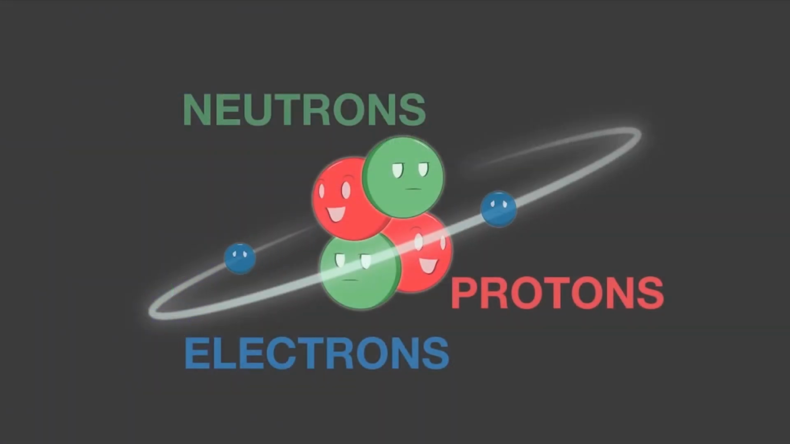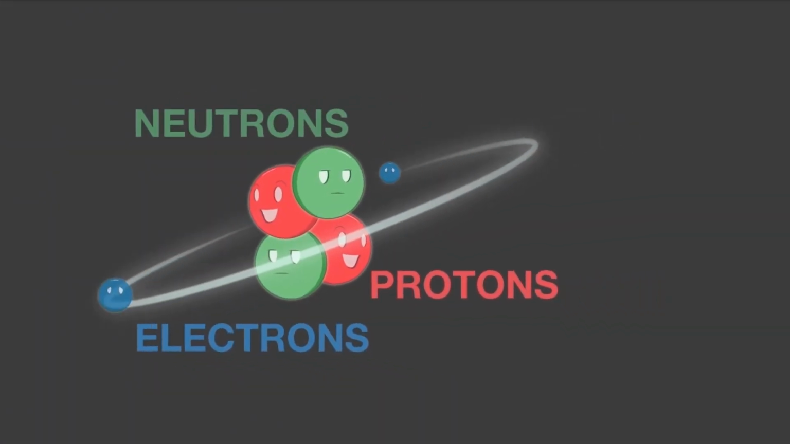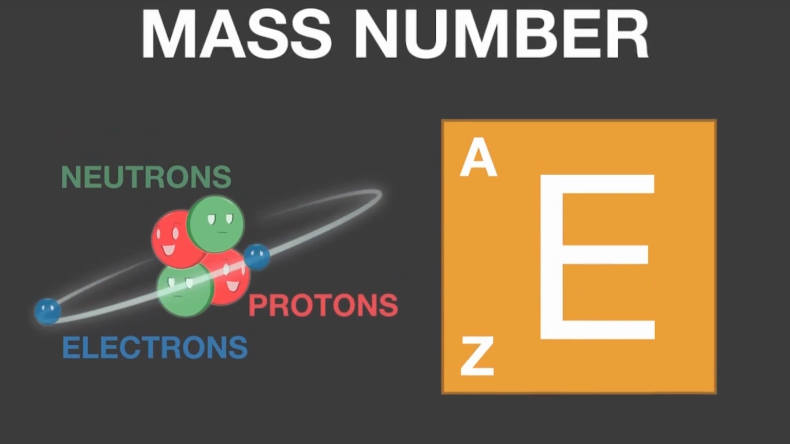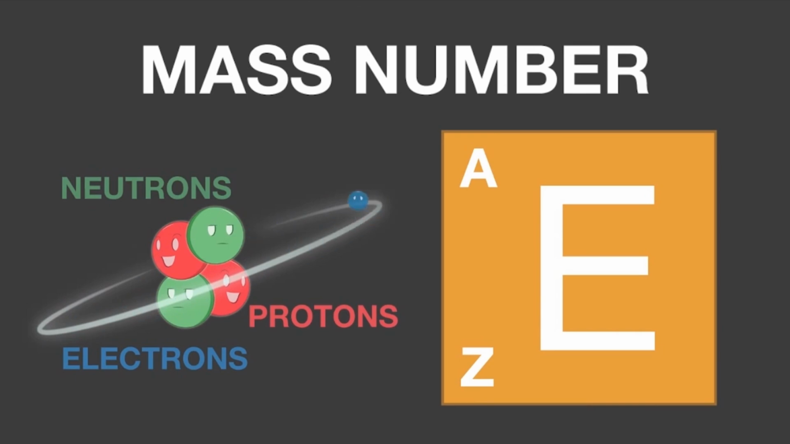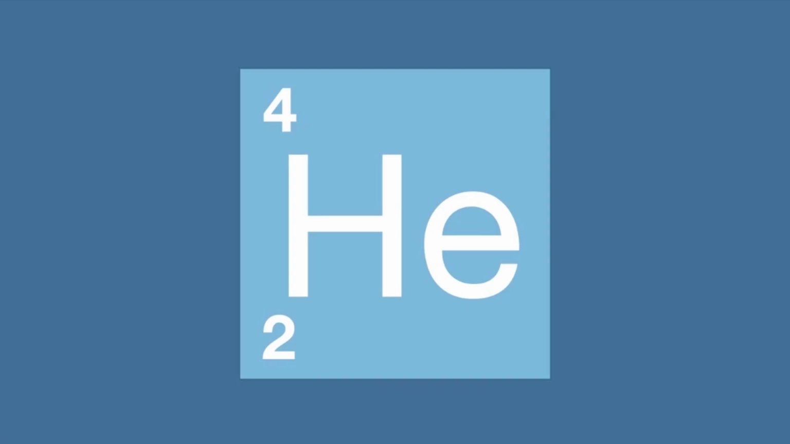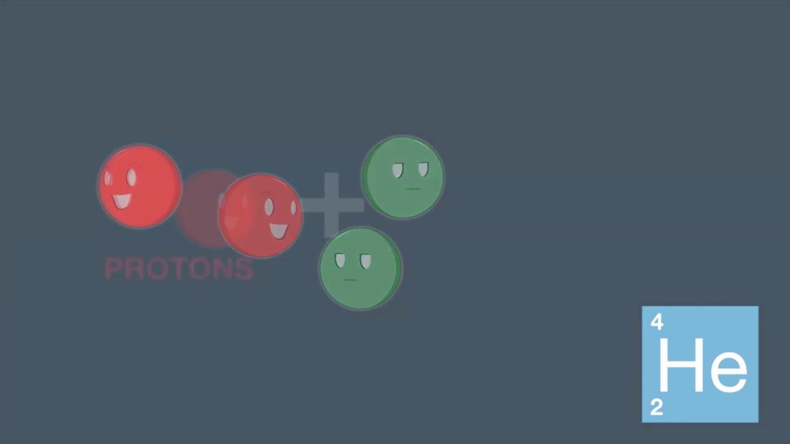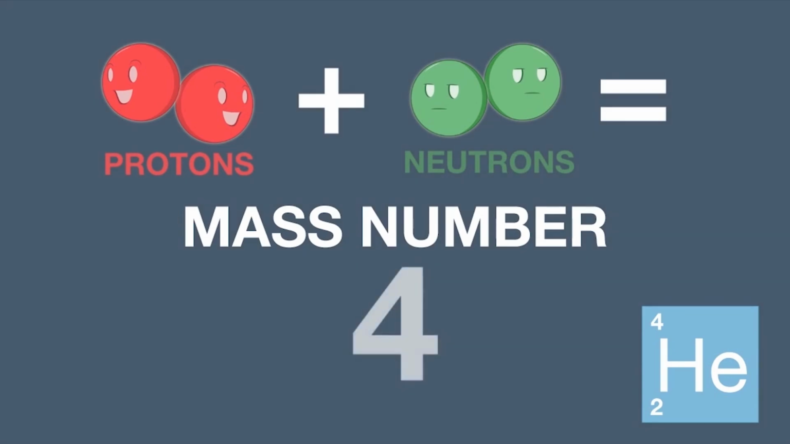In this lesson, we are going to look at atomic mass units in more detail. Before we go any further, you will need to be familiar with the parts of an atom and the terms used, in particular, the mass number. As a quick reminder, here is a helium atom. It has 2 protons and 2 neutrons in the nucleus. This gives it a mass number of 4.